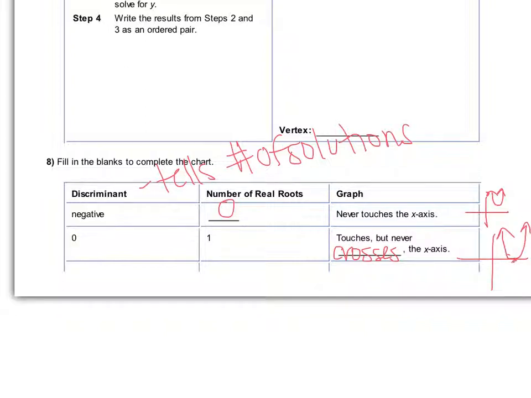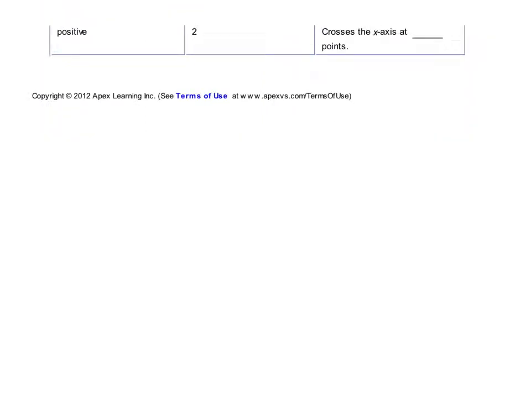Okay? And then our last one is if we have a discriminant that is positive, then it's going to have two real solutions. I'm going to write that on here because I think it probably got cut off on your notes too. And that means it crosses the x-axis at 2 points. So its picture is going to look something like this, where it has an x-intercept here, and an x-intercept there.